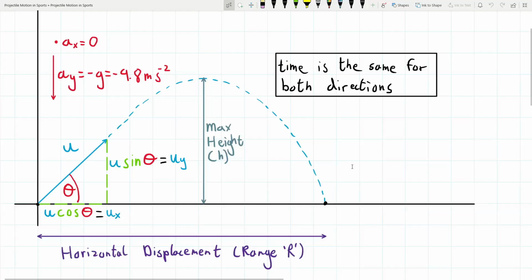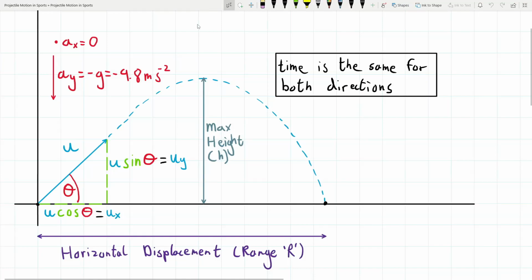So we want to see what we can optimize to make the range as big as possible. The things that we can actually change here are the initial velocity u and the angle theta. To figure that out, we're going to have to derive an equation for the range, and then see how the variables u and theta affect that equation, to figure out how we can optimize it best to make the ball go furthest.